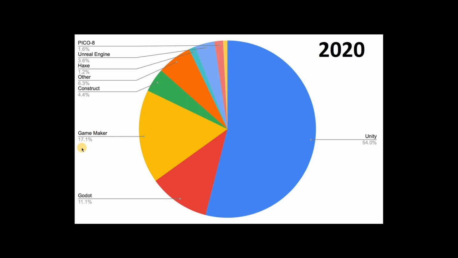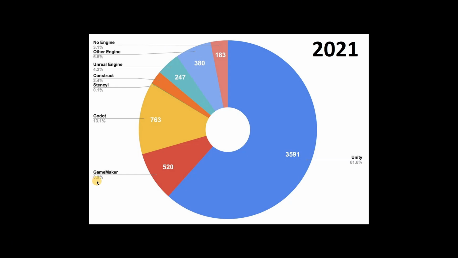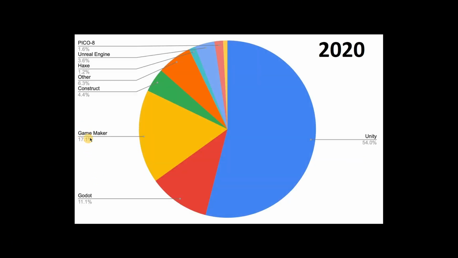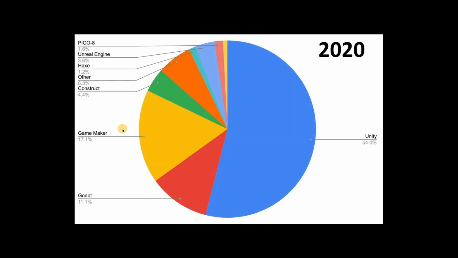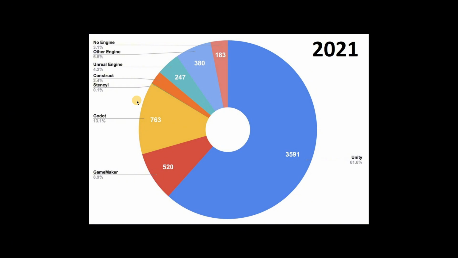We saw that we had Game Maker with 17% of games created with it, and now we only have 8% of it. So it seems that Game Maker users were using, for example, Godot as their main engine, because we see that there isn't that big difference in terms of other engines that were used. As you can see, the number of games that were created with other engines besides Game Maker, Godot and Unity was quite the same in 2020 and 2021. So this means that basically probably lots of Game Maker users actually switched to Godot.